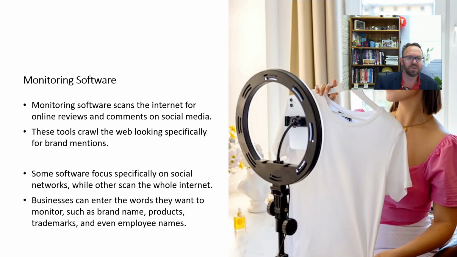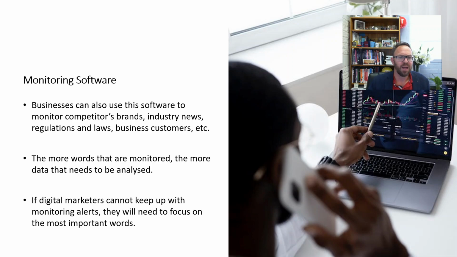Some software focuses specifically on social media networks, while others will scan the whole internet. So it really depends on what you're interested in as to what products you're going to use. Businesses can enter the keywords that they want to monitor, such as their brand name, their products, their trademarks, and even the names of key personalities within the business. Now, the monitoring software can also be used to monitor competitors' brands. So you put your own business name in there, but you can also monitor a competitor and see what customers are complaining about for their businesses, because that's going to give you an indication of what the market's doing as well.